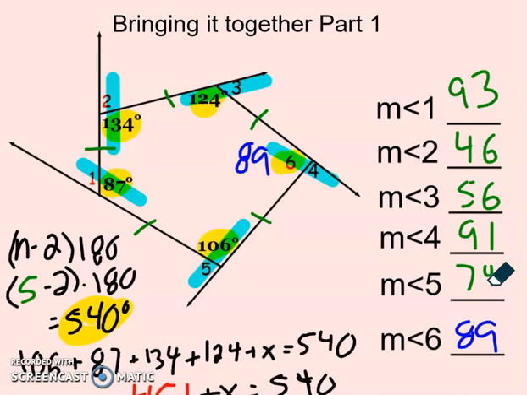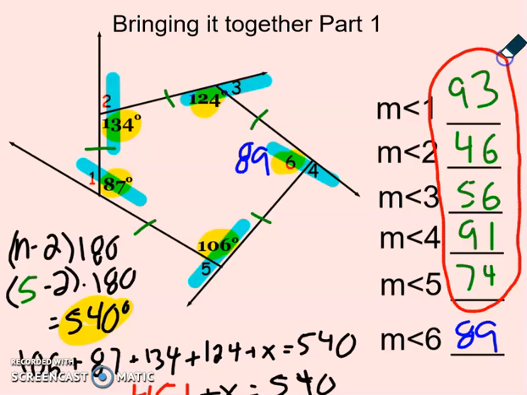Well, you might notice something here. If I take all of these exterior angles and I add them up, what do I get? Try it out. What do I get if I add 93 and 46 and 56 and 91 and 74? What do we get? We get 360 degrees. So for this pentagon, we have 360 degrees of our exterior angles.